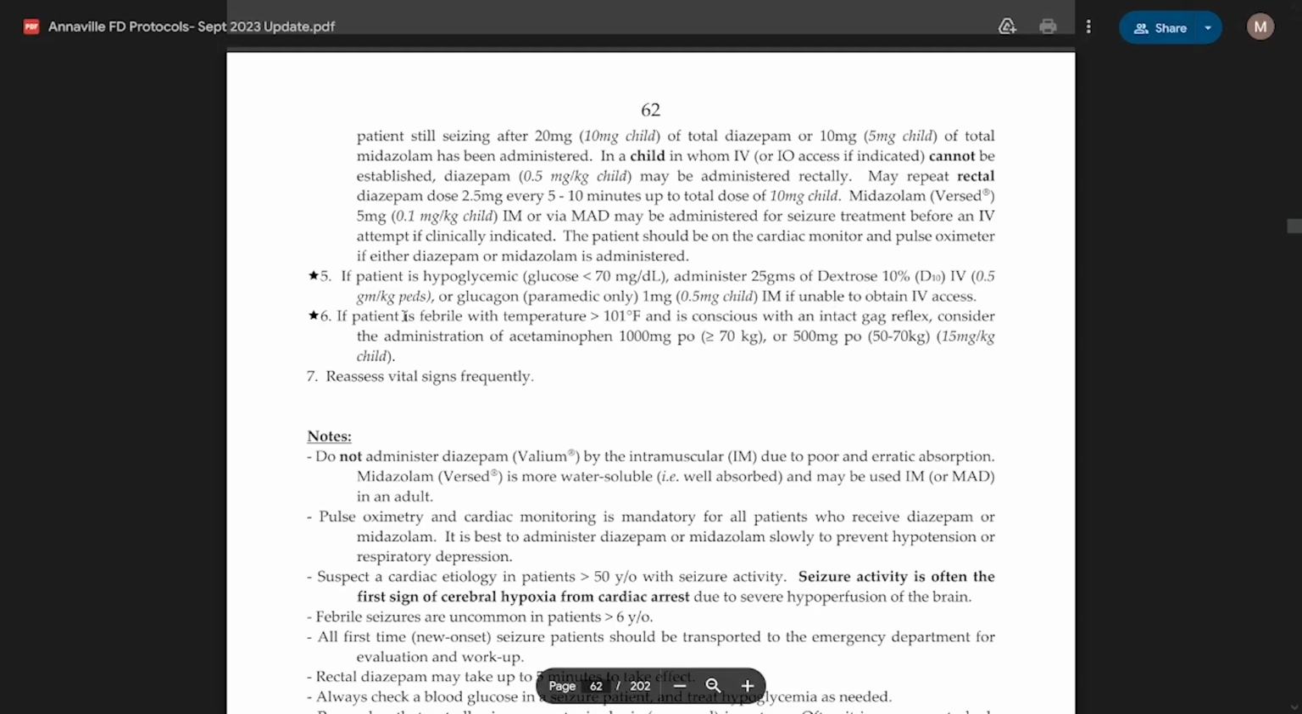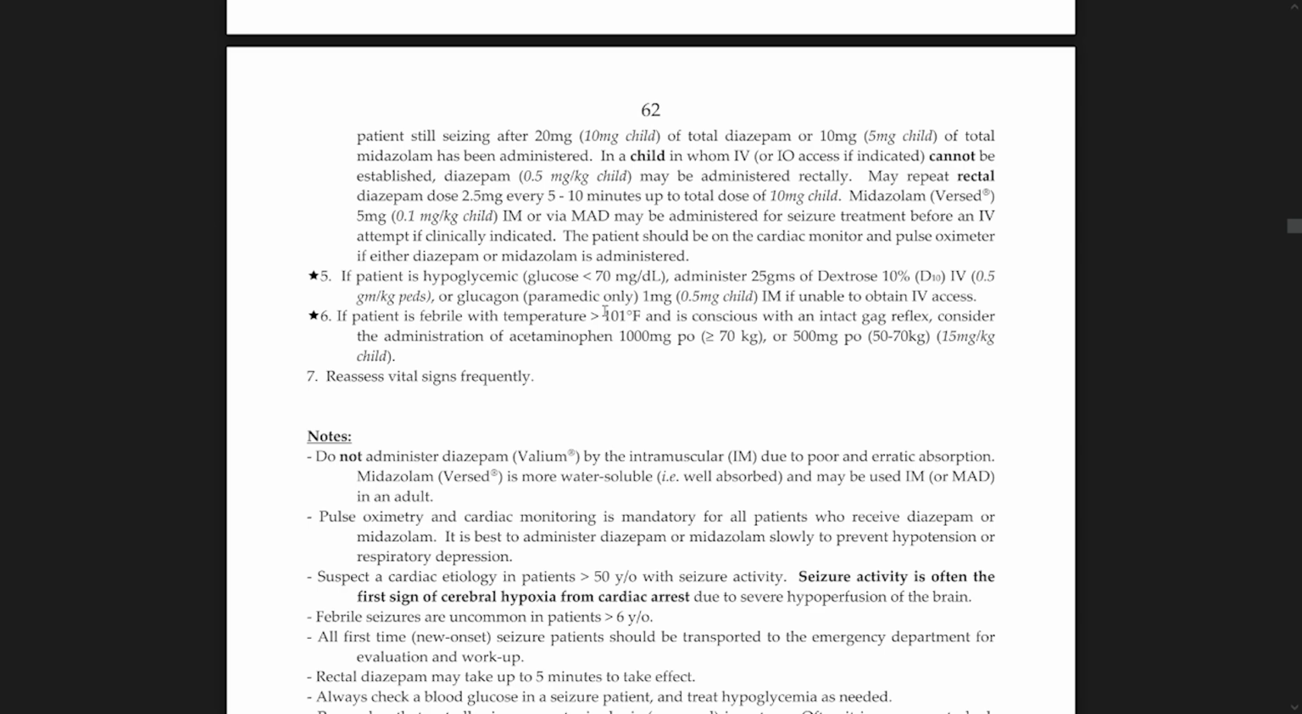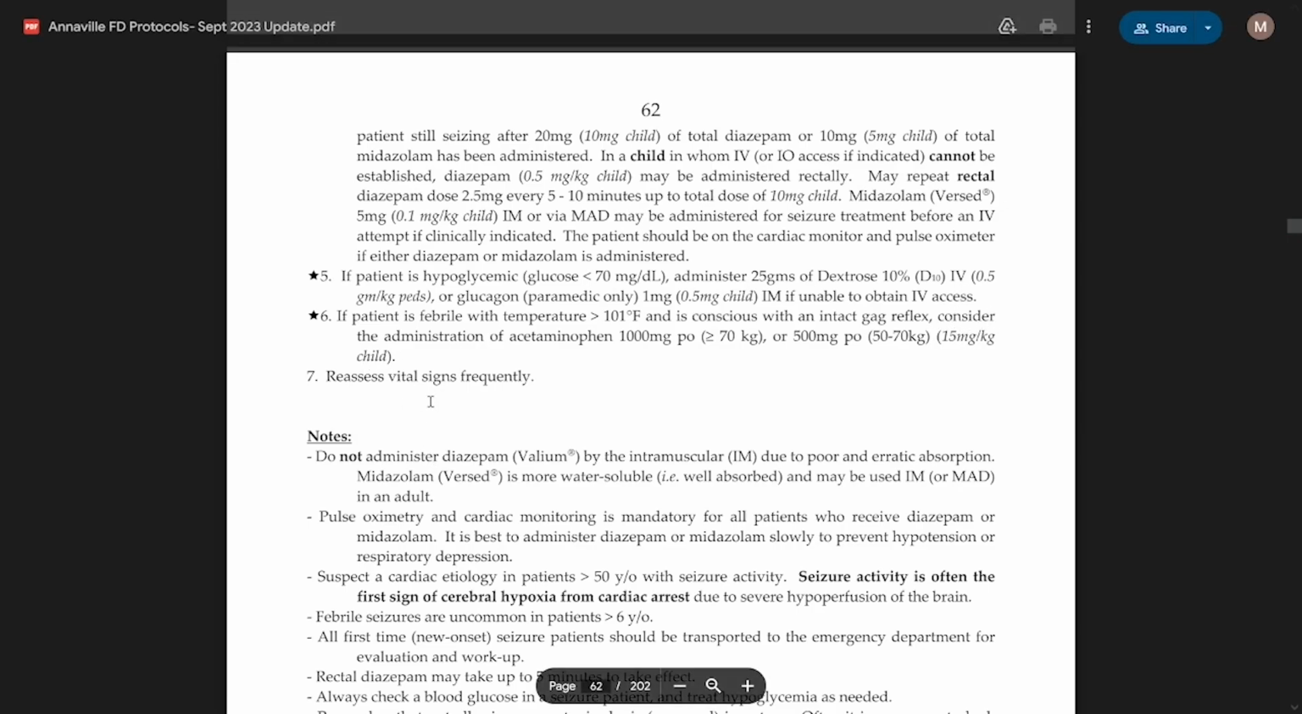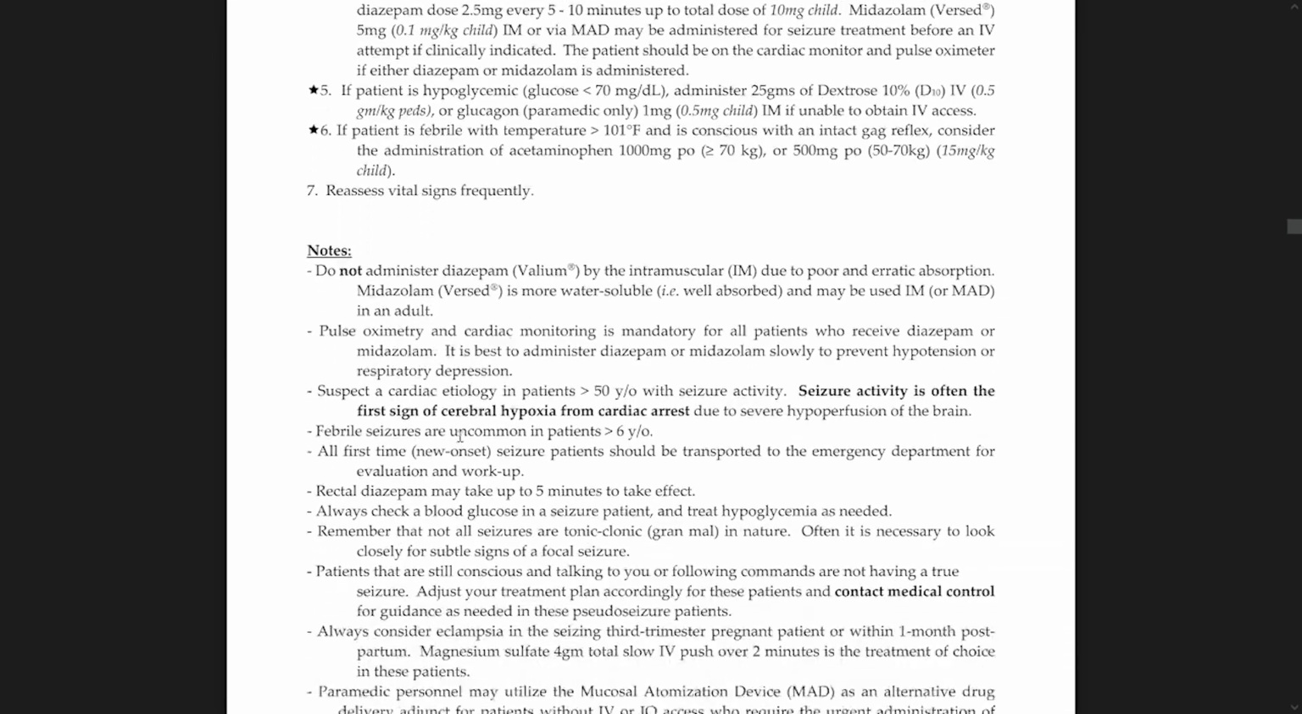If the patient is febrile with a temperature greater than 101 degrees Fahrenheit, and is conscious with an intact gag reflex, consider the administration of acetaminophen at 1,000 milligrams PO if they're greater than or equal to 70 kilograms, or 500 milligrams PO if they're 50 to 70 kilograms, and 15 milligrams per kilogram for a pediatric patient. Reassess the vital signs frequently.